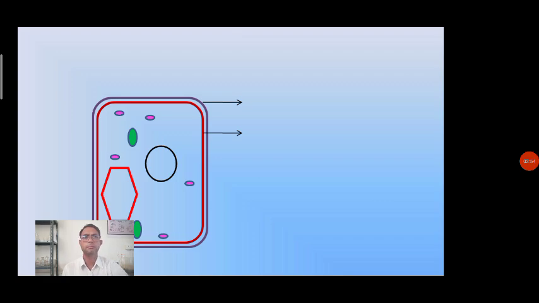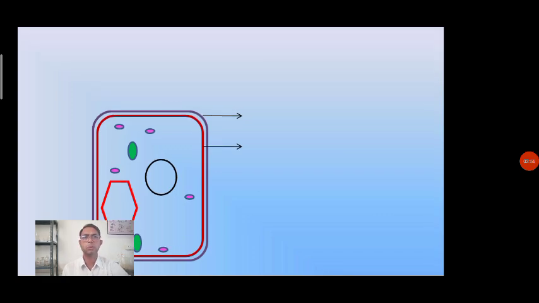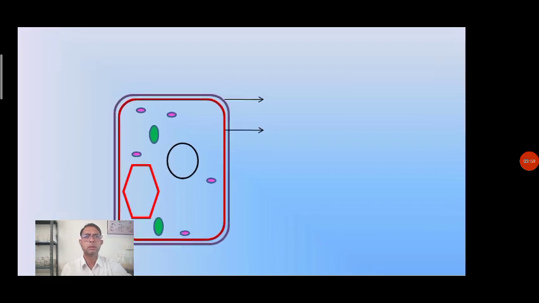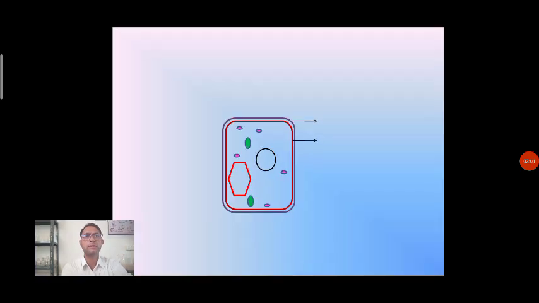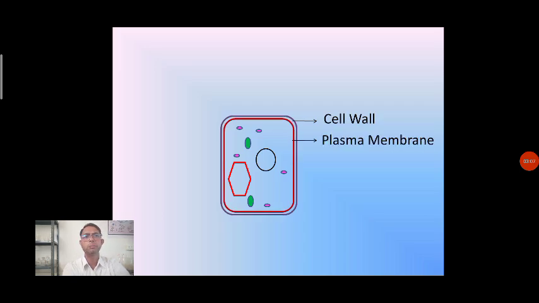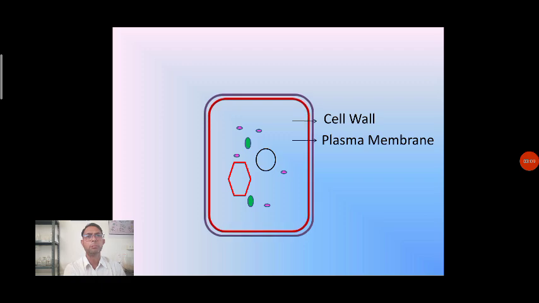Now here, we have gone through this experiment in the last lecture. Here you can see the cell wall and plasma membrane are there. These two, the cell wall and plasma membrane, most importantly play a role in the process known as osmosis.